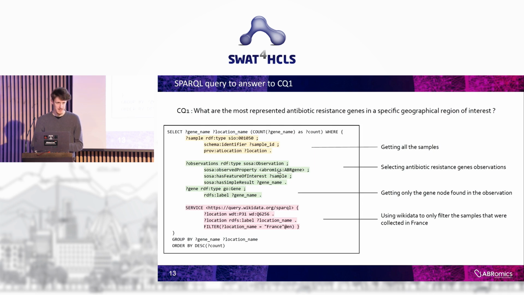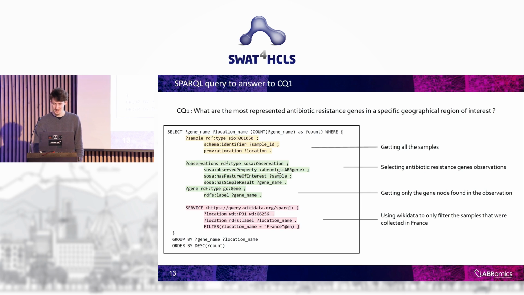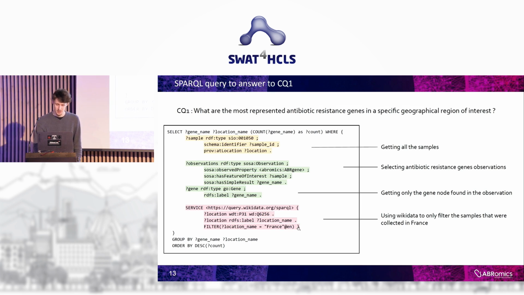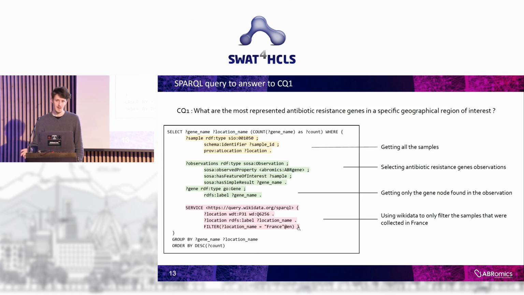Afterwards, to validate the instantiation, we tried to answer the first competency questions. So I have put here the SPARQL query. First of all, we get all the genes. Afterwards, we select only the antibiotic resistance gene observations. Then we only select the gene nodes. And afterwards, we use Wikidata to filter the samples that were collected in a specific country, here France, making this a federated query.